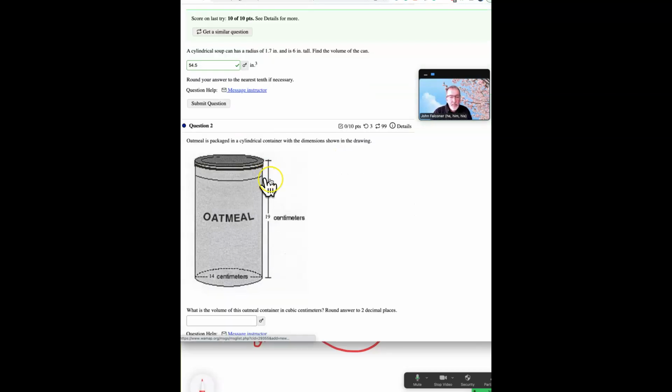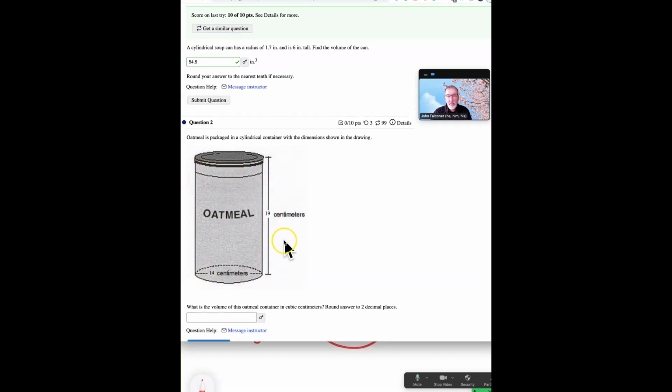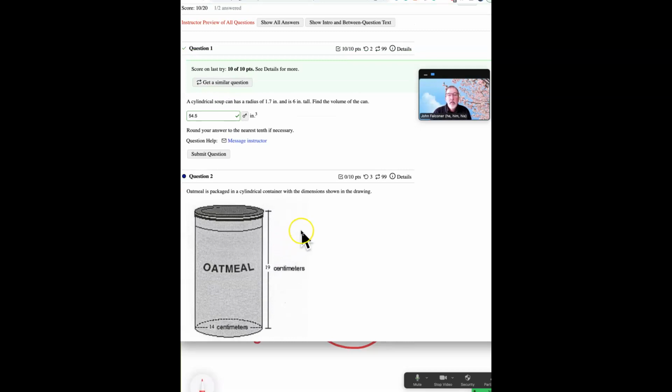And then down here they have a picture, which is easier. So, but they are giving you the diameter here, and this is in centimeters. So you need to take half of the diameter to get the radius and square that, multiply that by this number, and then you'll get the volume of the entire cylinder. This is a box of oatmeal.